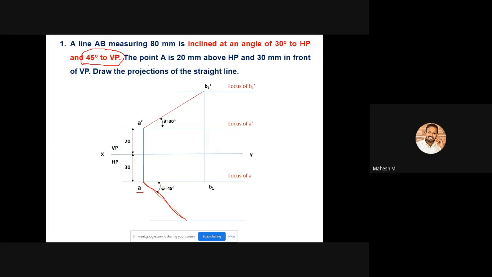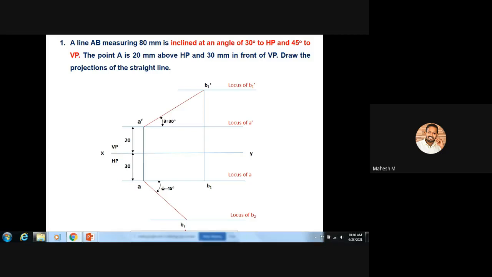Okay, so the length of the line should be 80 mm because it is a true line. So you have to use the true length, the same 80 mm. Okay, and also you have to create another horizontal line exactly at the end of this true line. It is not a top view, it is a true line. Here we have to name it with the help of another point. So you have to name it as B2.